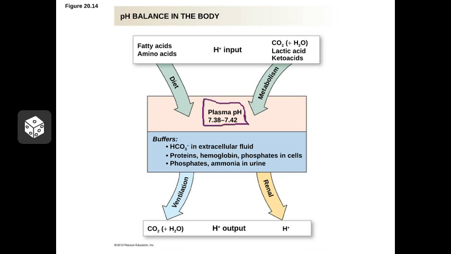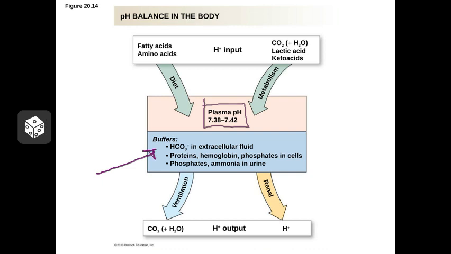Our normal plasma pH in your textbook says 7.35 to 7.45. This slide is from the other text where the range is a little more narrow. I would accept either. Now, to maintain that pH, we have three mechanisms.